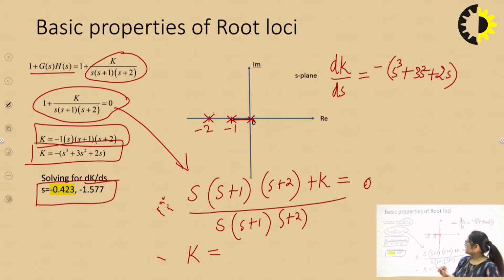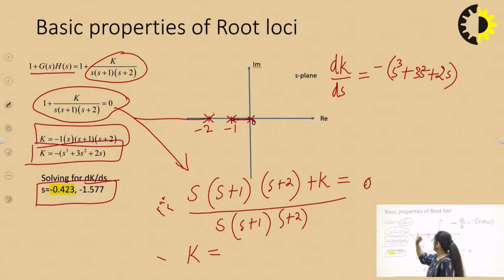And when I go beyond minus 2 on the left side, I find that the sum of poles plus zeros to its right is an odd number. That is 1, 2 and 3, and 3 is an odd number. Therefore, this part of the real axis is part of root locus.